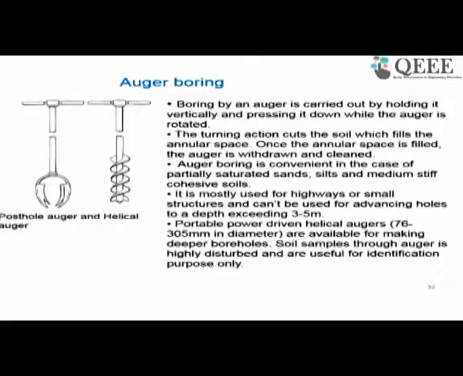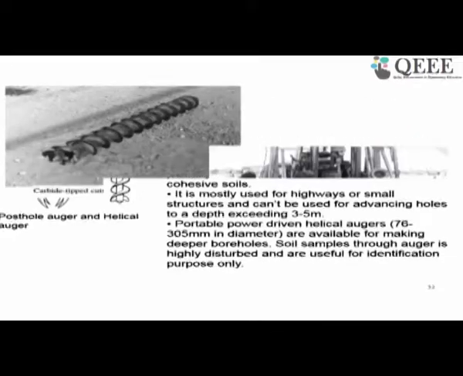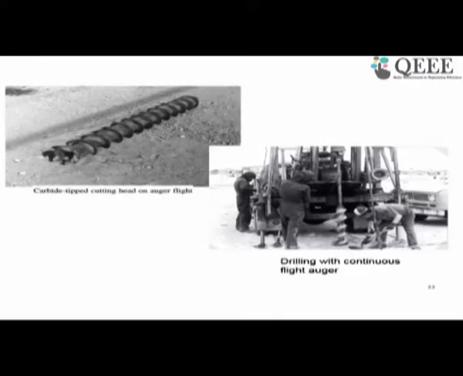Now this auger boring, as you can see, is convenient for partially saturated sands, silts and medium stiff soils. It is mostly used for highways where the depth of boring is not beyond 3 to 5 meters. But if you want to go a little deeper, one can use portable power driven augers as well, where the diameter as well as the depth can be more. Here you can see a carbide tipped cutting head on the auger flight, and drilling with a continuous flight auger which is mechanically driven.